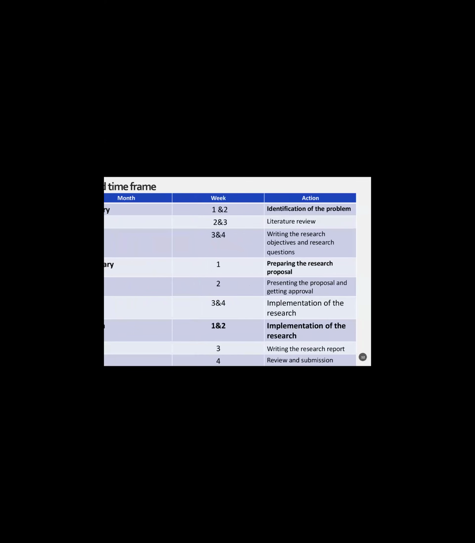In January, the first and second week, I did the identification of the problem, and the second and third week, I did the literature review. Third and fourth week, writing the research objectives and research questions. February, where I had to face a challenging part. We had sports meets at our school, so I couldn't do it accurately.